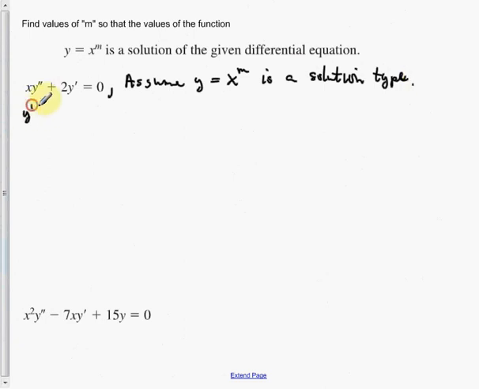So then y prime is, what's the derivative of x to the m? Okay, all right, that's good. That last one, whatever you said, right? It is m times x to the m minus 1. Well, we have a second derivative here, so we have to find y double prime. So that's m times m minus 1 times x to the m minus 2.